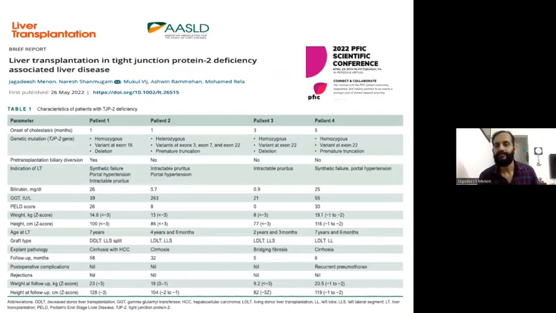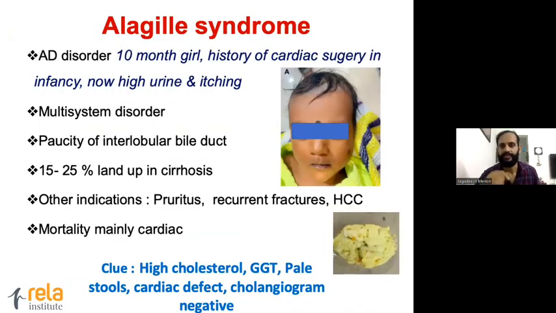I think that is our latest paper on the role of liver transplantation in type 2. I think I've already explained that genetics is expanding the monogenic disorders, the genetic cholestasis. So this is TJP2, which is type 4 PFIC, and we have reported the outcomes of liver transplantation in these patients. Coming on to another genetic cause of cholestasis. So this is a 10-month girl who had a history of cardiac surgery, now has a history of itching, and a liver biopsy was done, which showed a paucity of interlobular bile ducts.